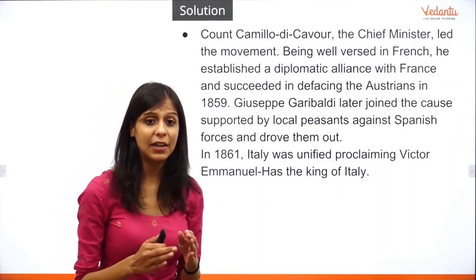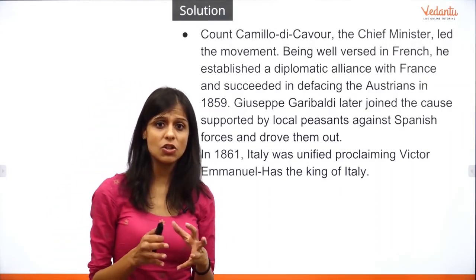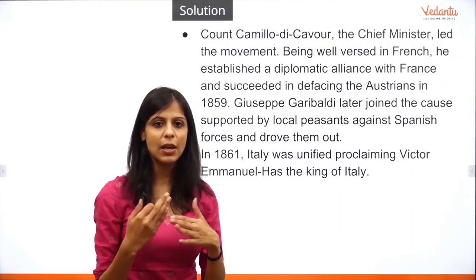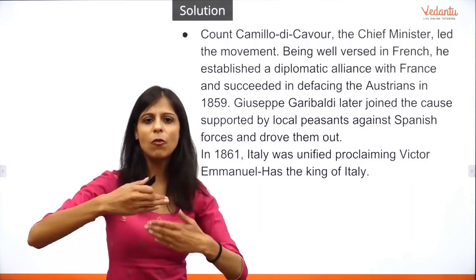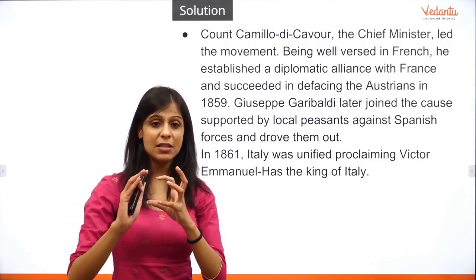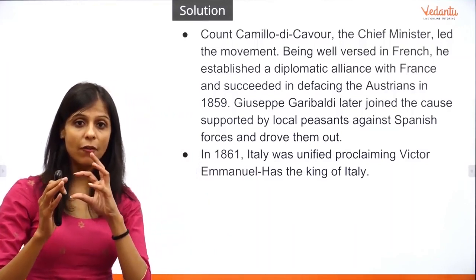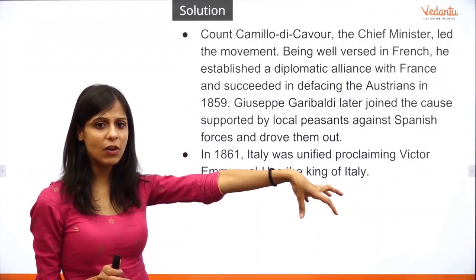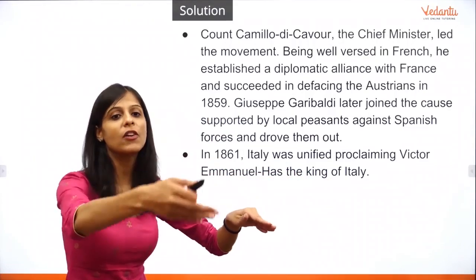So what happened is Cavour was the chief minister. Because Sardinia-Piedmont had this responsibility, Cavour took the movement to the next level. Because he was aware of the French language, he established an alliance with the French people and defeated Austria.